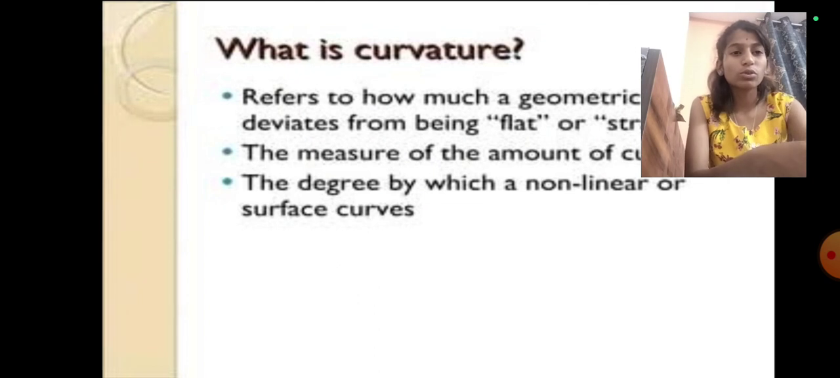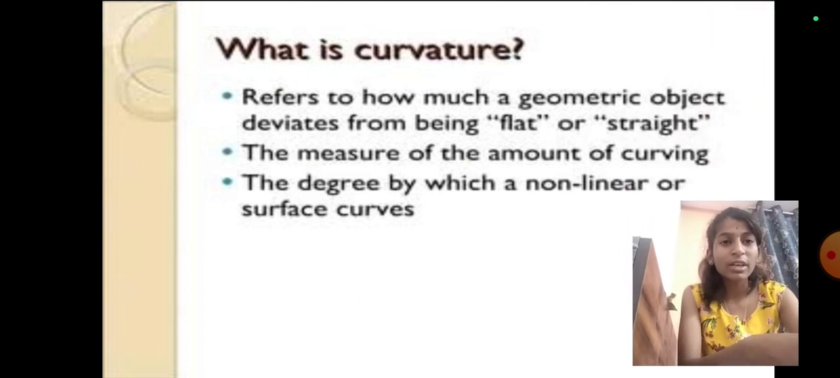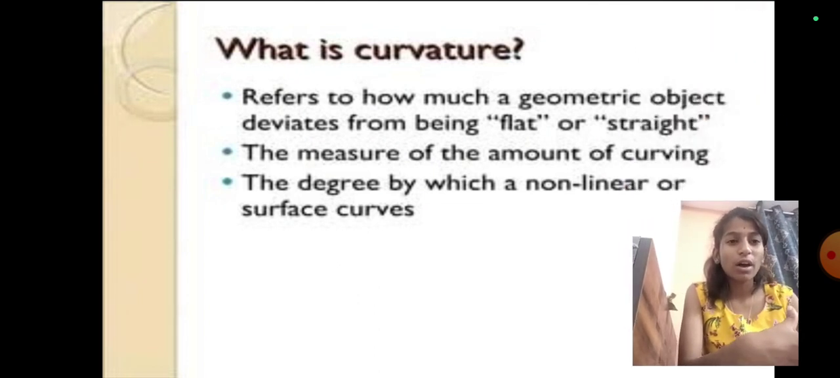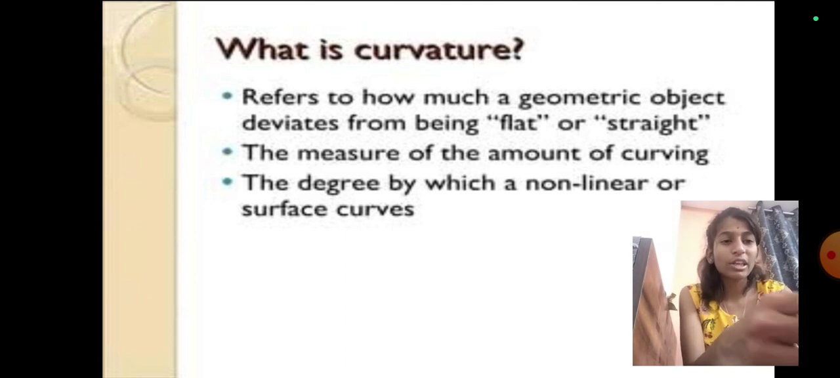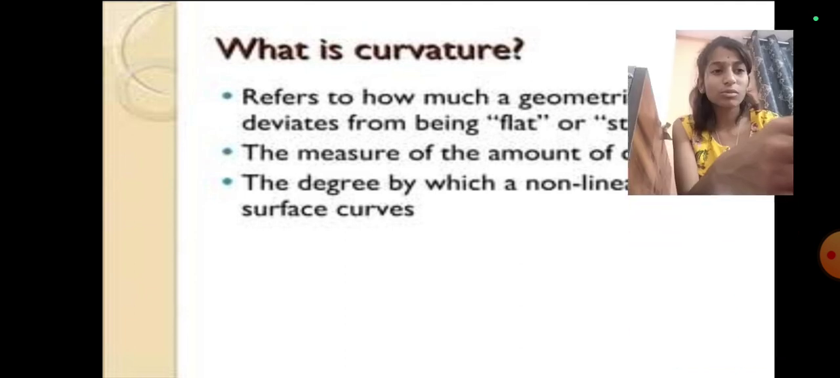Let us see what is meant by curvature. Curvature refers to how much a geometric object deviates from being flat or straight. It is the measure of the amount of curving, and also the degree by which a nonlinear curve or surface curves.